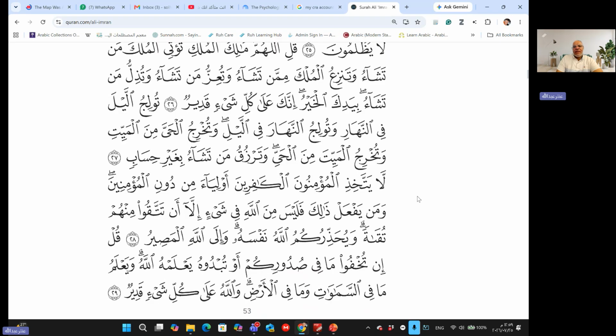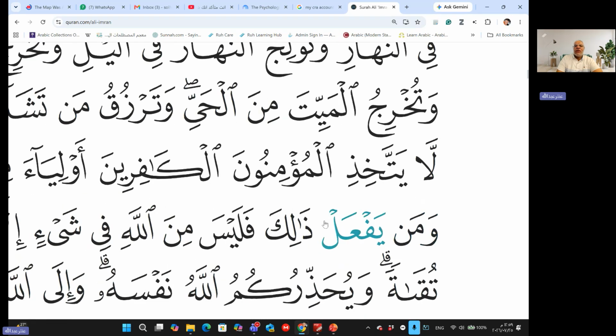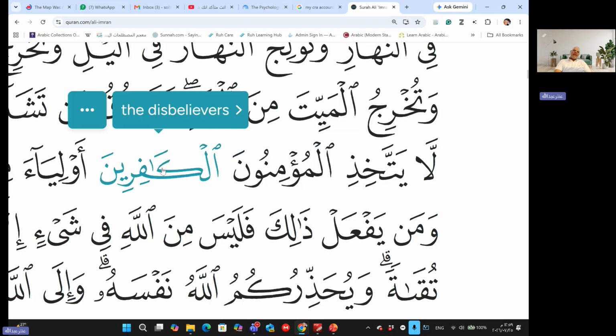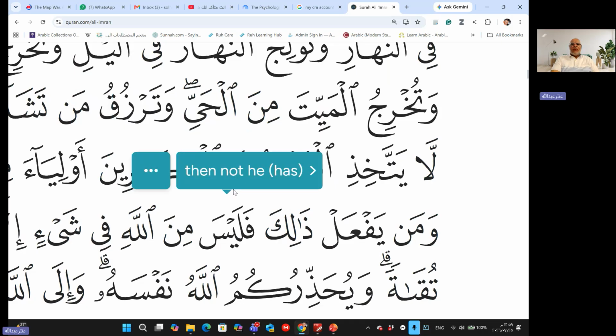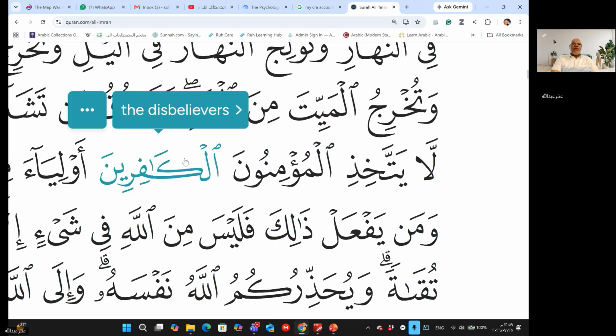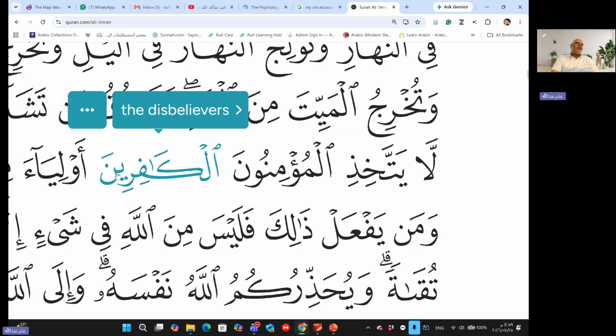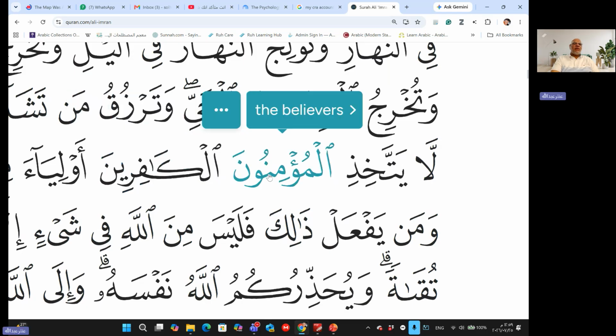Okay, so look at this example here. Al-mu'minuna. This is plural, right? Sound. Al-kafirina. This is plural, sound. But this is not an adjective, because there is one thing that is missing. Both of them are plural. Both of them are male. Both of them have got al. But this one has got a waw noon, this one has got a ya noon. So this can never be a description of this.